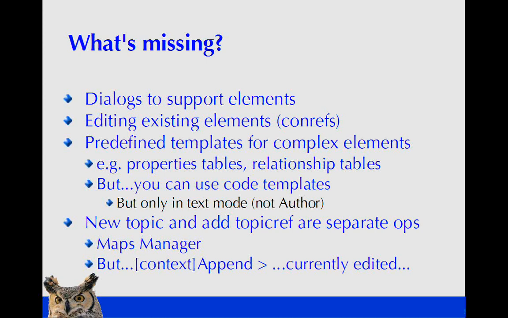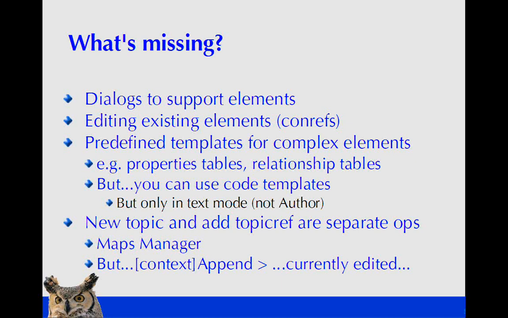Now, to look at things openly and honestly from the other side, there are a couple things that are missing. In some ways, I would like to see a few more dialogs to support specific elements. You saw when we entered a table, we got that dialog for creating a table. When you enter a figure, it would be nice to be able to choose a few more things, a few more attributes about that image.